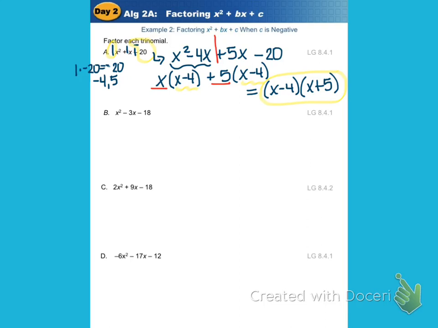Each one of those terms, the x would be multiplied by both the x and the minus 4, and so would the 5. So in effect, the x and the 5 are both being multiplied by the x minus 4, and that's why we don't repeat that binomial in our final factored form.